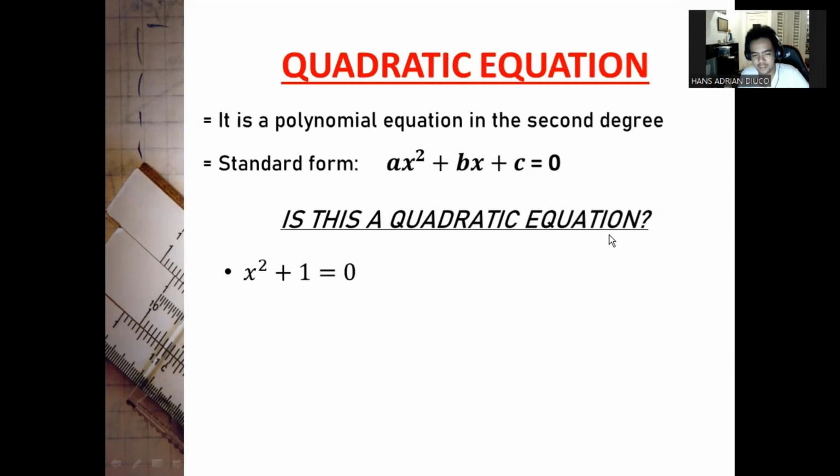Yes, yes, yes. Obviously, the answer is yes. So, number 2, 2x plus 2. No, no, yes, yes. No, the answer is no. It's a linear equation.